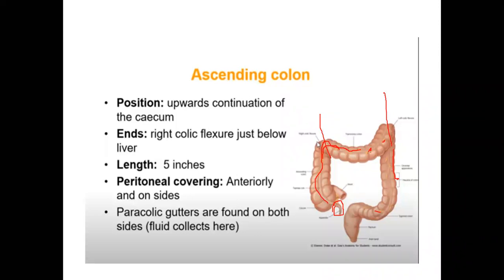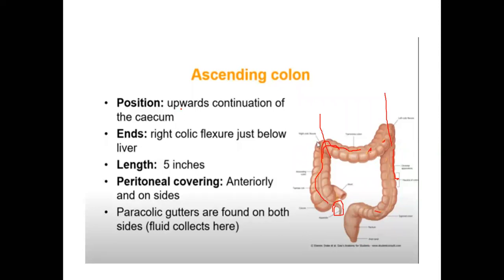So we have 2 flexures in terms of large intestine. One is the right colic flexure, where the ascending colon will turn into the transverse colon, and we have the left colic flexure, from where the transverse colon will become the descending colon. And then the descending colon will convert into the sigmoid colon. Then we will have the rectum, and the lowermost part is the anus or the anal canal.